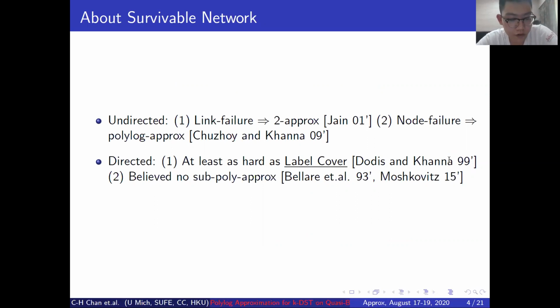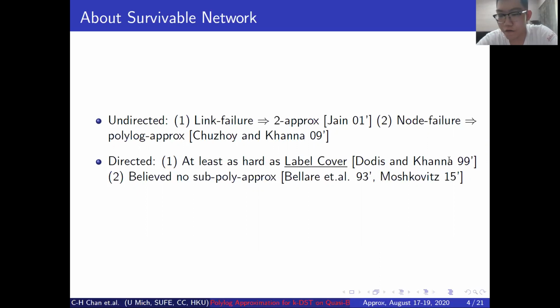First, if we discuss undirected graphs, there are two models. The first is that the failure happens on the link, or the failure happens on the node. For the link failure model, there is a two approximation ratio algorithm, and for the node failure model, there is a polylogarithmic approximation ratio algorithm.